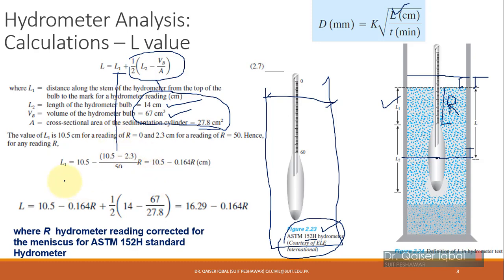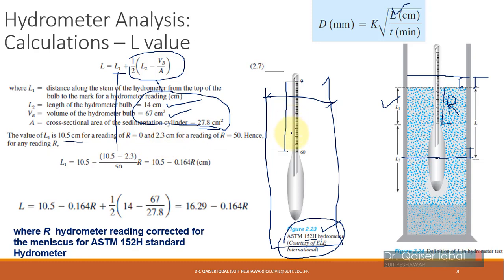So for L1, we know that for the 152H hydrometer, if L1 is 10.5 centimeter, then reading R is equal to 0. So at this point, L1 from here to here is basically 10.5 centimeter. You can measure it using a vernier caliper as well. The hydrometer reading increases towards the bottom, because 0 will be there and 60 will be here on the hydrometer. Once you pick it up in the laboratory, you can just check it.